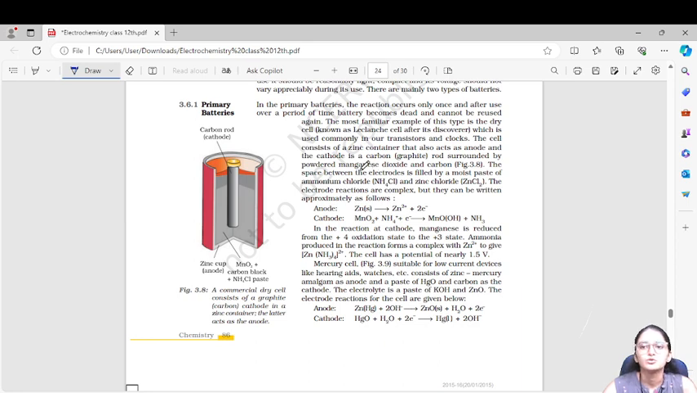Okay, so use and throw kind of, so reaction only once after use over a period of time and becomes dead and cannot be reused again. So one of the most important example of primary batteries is dry cell. Okay, dry cell, which is also known as Leclanche cell, from which diagram is asked, also reactions are asked. So at anode what happens? Zinc loses its electron, two electrons to produce zinc ion, and manganese dioxide combines with ammonium, gains one electron to form MnOH, okay, and NH3.